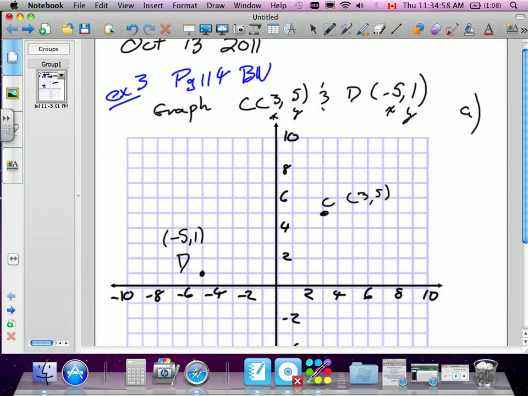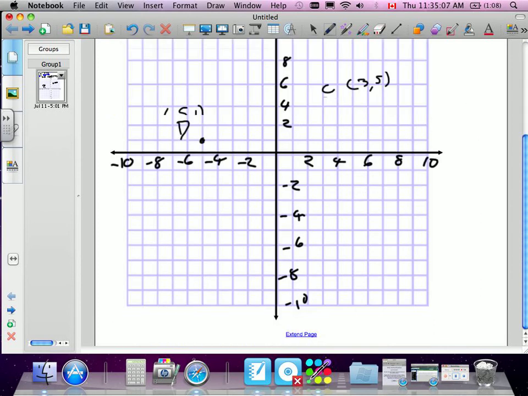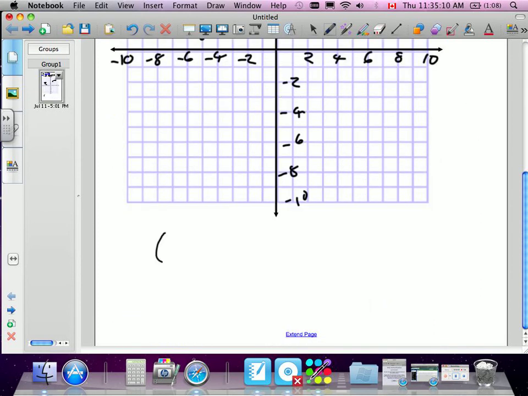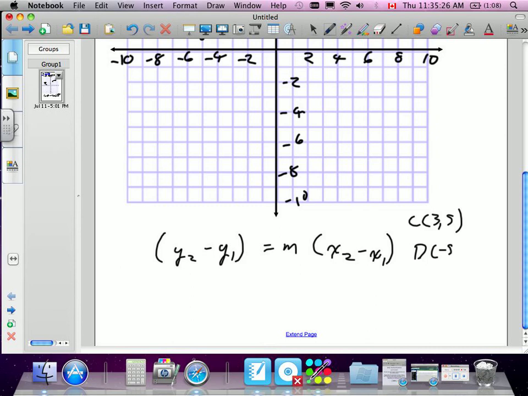Part B asks us to write the equation in standard form for the line that passes through these 2 points, beginning with point slope form. So if you guys remember, our point slope form was y2 minus y1 equals m times x2 minus x1. Okay? So our 2 points, C and D, we're going to number them so we know where to put them. We'll call C point 1 and D point 2. So this is my x1, y1. This is my x2, y2.